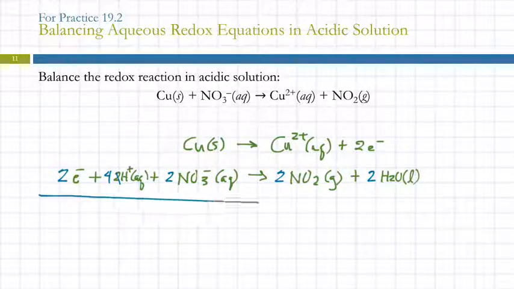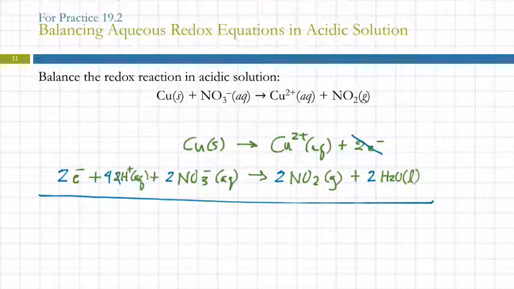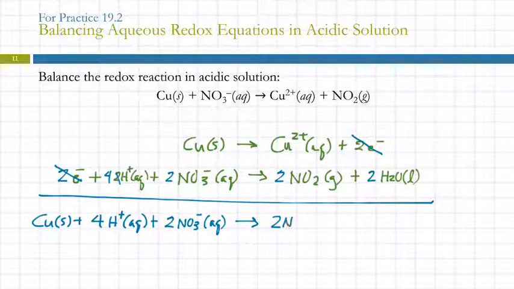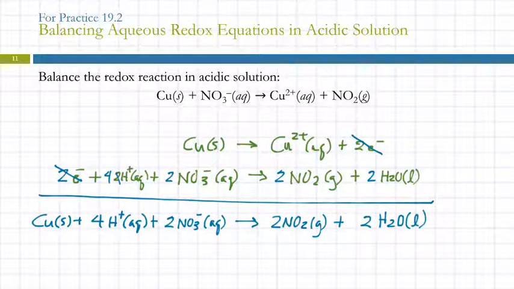Then I can add my equations together. Those 2 electrons that are produced get used up, so they don't show up in the final equation. So I have copper solid plus 4 hydrogen ions plus 2 nitrate ions is going to form 2 nitrogen dioxide molecules and 2 water molecules. Any questions?